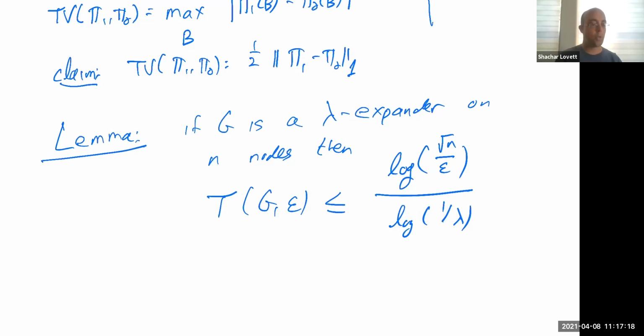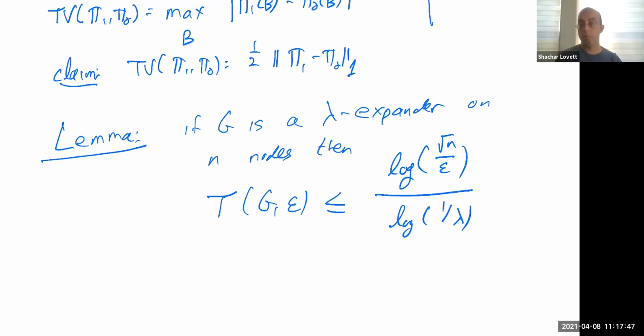Okay, so before we show the proof, let's understand these parameters. If you're thinking of lambda as a constant, then the denominator is just a constant. And of course, we need lambda to be bounded away from 1, because if lambda is 1, we divide by log 1, which is 0, so we divide by 0. To get the denominator to be some constant that is bounded away from 0, we need lambda to be bounded away from 1, which is exactly the property we want for an expander.